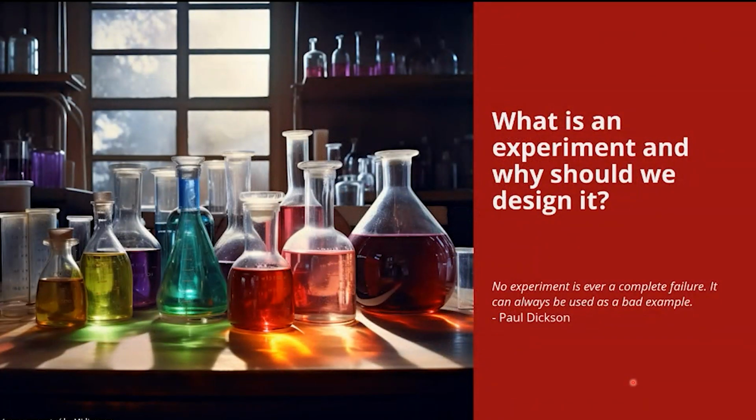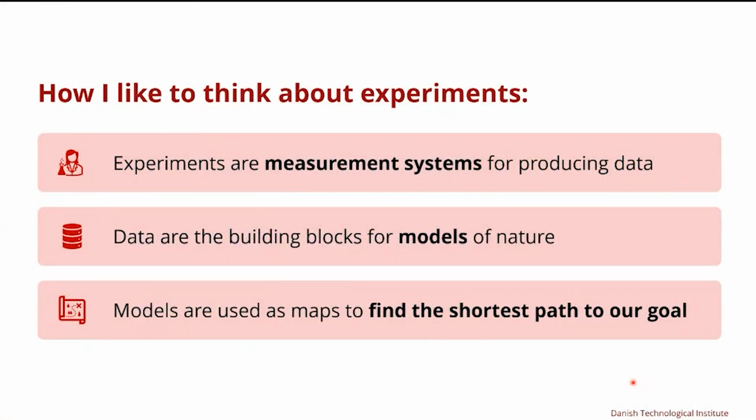Now, what is an experiment actually? And why should we bother designing it? How can we avoid becoming the object of the quote that I've shown here on the screen? Well, how I like to think about experiments is that we do experiments because we need measurement systems for producing data. And this data is something we use to build models of nature, including our processes. And then what we want to do is use these models as a kind of map to find our way to the goal that we have as fast as possible.